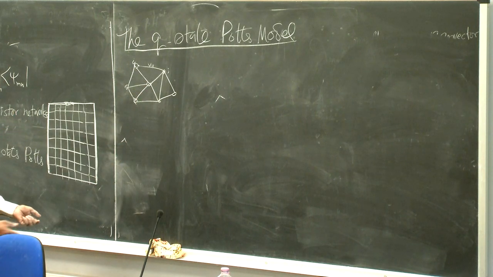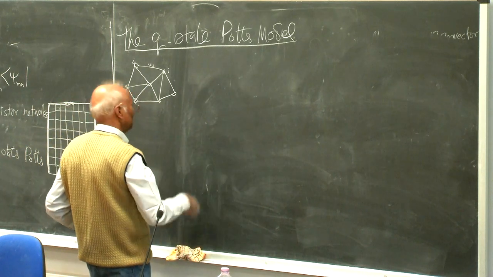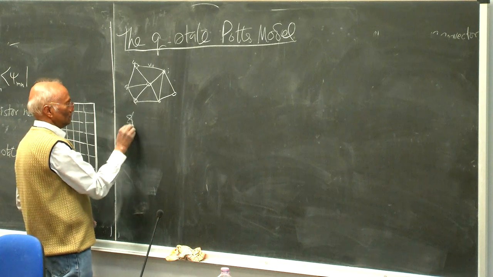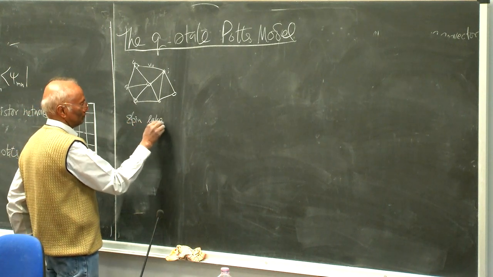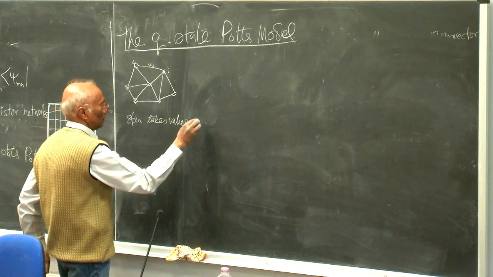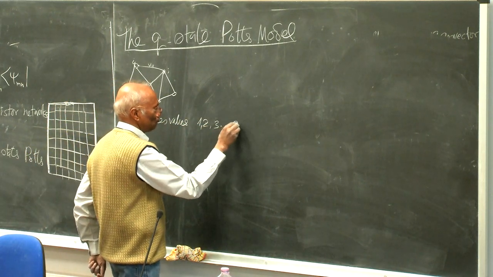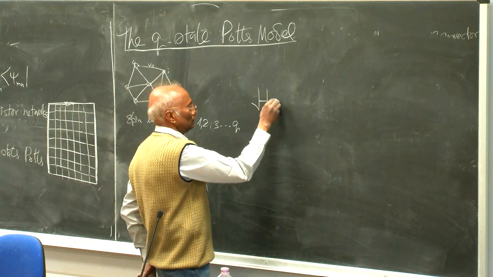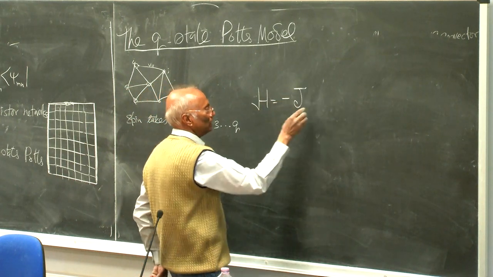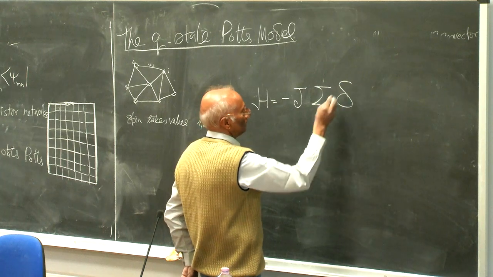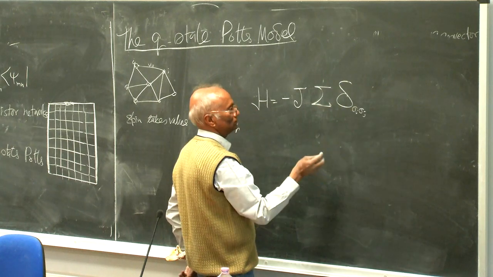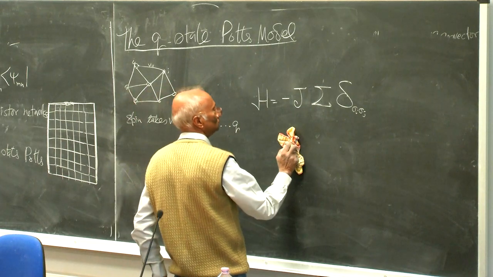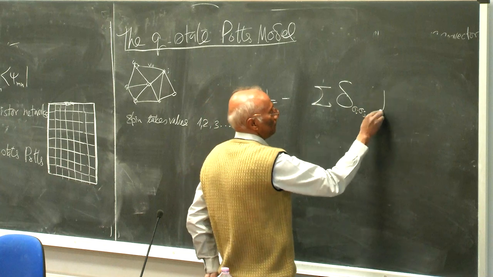Question? Okay, so I will write a Hamiltonian for this. The spin takes values 1, 2, 3 up to q. There are discrete states 1 to q, and the spin takes these q distinct values. And the Hamiltonian of the system is, for the moment, we will write it like this: minus J summation delta sigma_i sigma_j, minus J_ij.